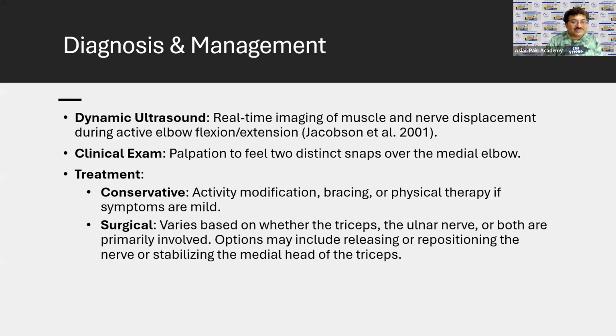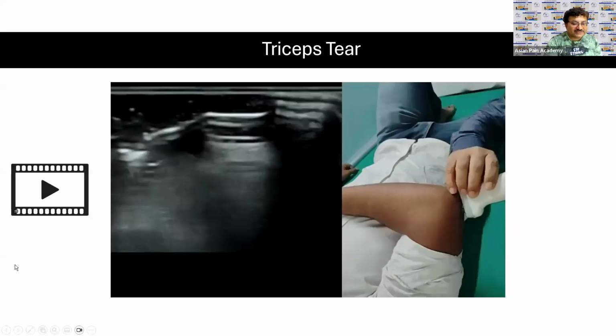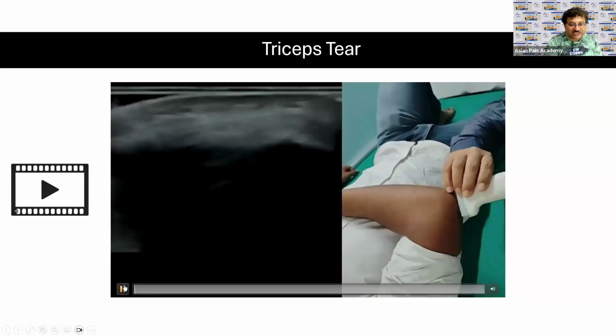So what we can see in the dynamic ultrasound imaging is the muscle and the nerve displacement during active elbow flexion and extension, and on palpation we can feel two distinct snaps over the medial elbow. Conservative treatment is usually activity modification, bracing, and physical therapy, and in some cases we might require surgery.